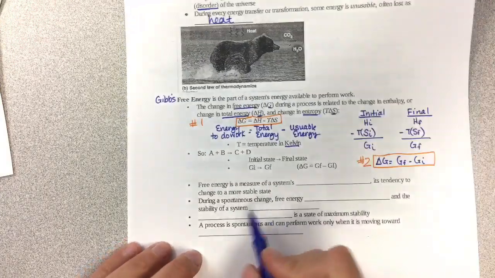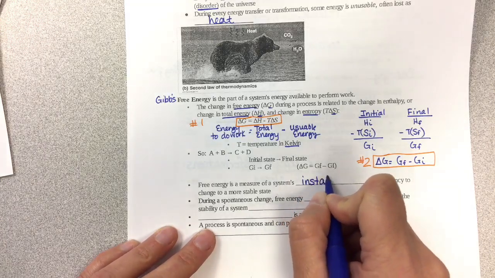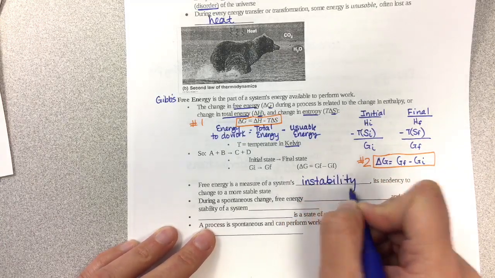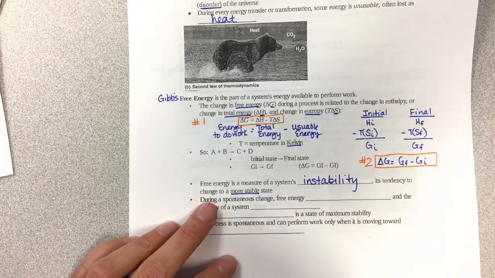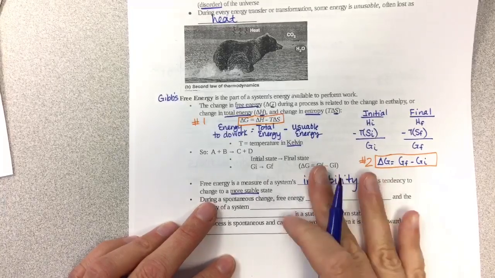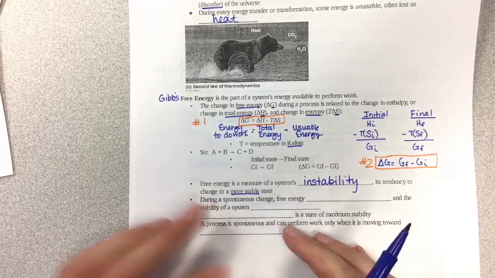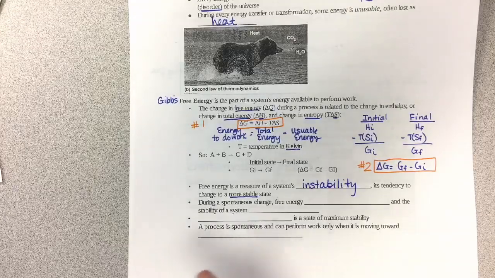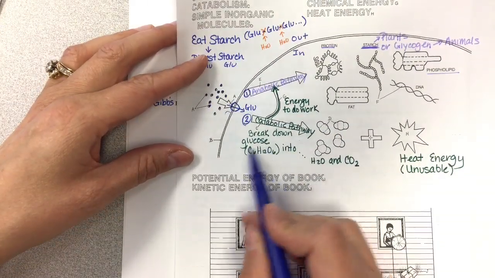Free energy is a measure of a system's instability, or its tendency to move to a more stable state. The more unstable something is, the more work and more energy you have. And so what's going on in this picture here with glucose? Glucose has a lot of energy in it.